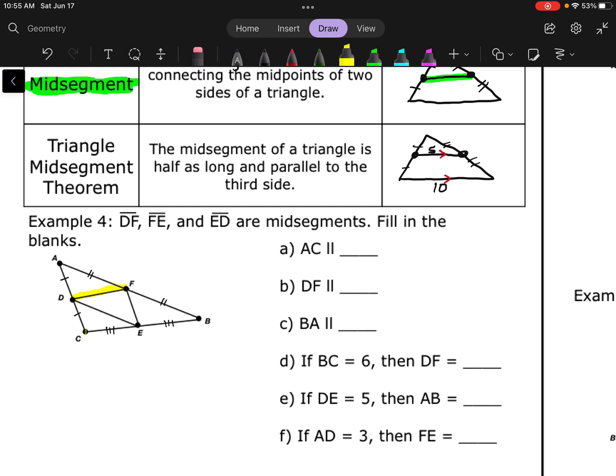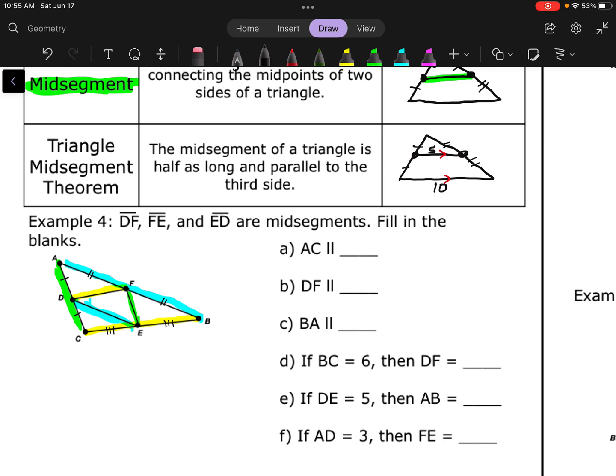Now, something I like to do if I've got all 3 midsegments drawn in is I like to do this coloring pattern. So I know that DF goes with CB, FE goes with AC, and DE goes with AB. So if you've got some highlighters, I would recommend you do that. It's going to really help us associate the sides that go together.